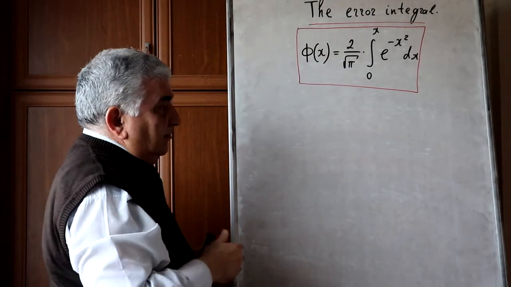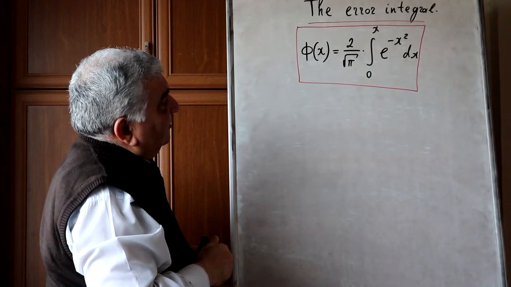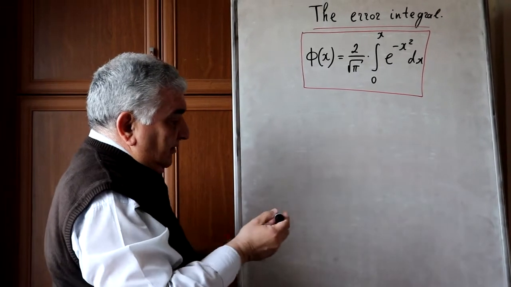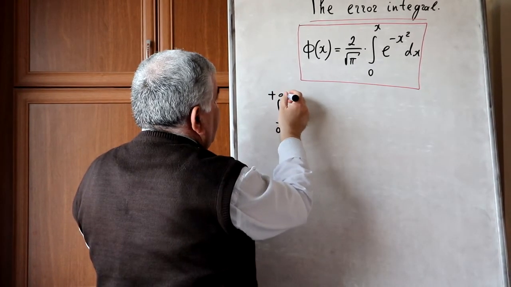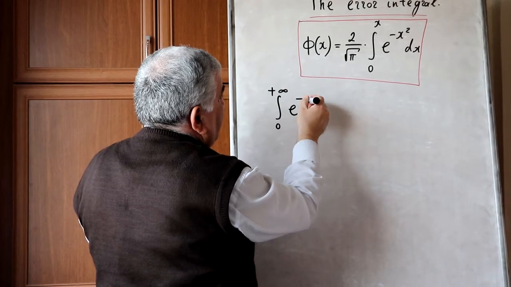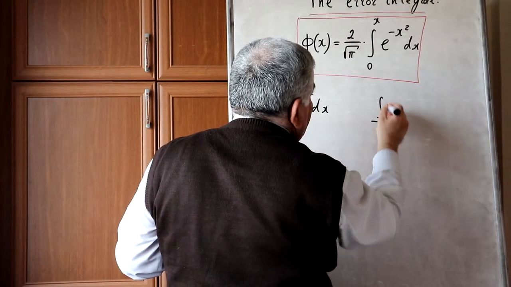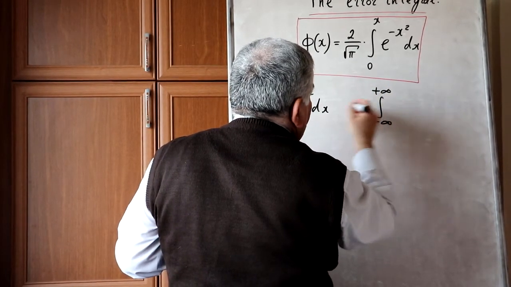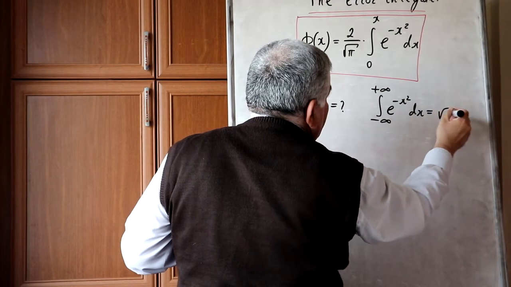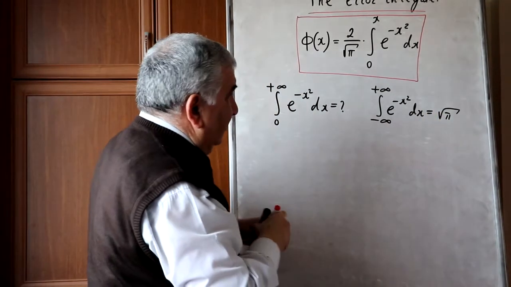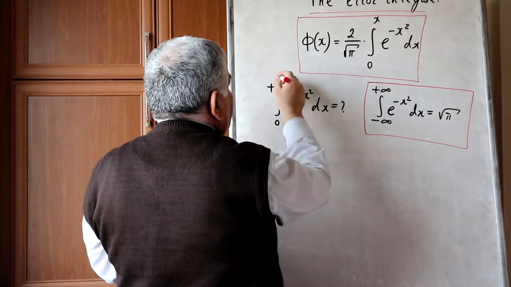First, make the following introduction. Find the value of the improper integral from 0 to plus infinity of e to minus x squared dx, knowing that the integral from minus infinity to plus infinity of e to minus x squared dx is square root of pi. This is a known formula from calculus, and we must find the value of this integral.